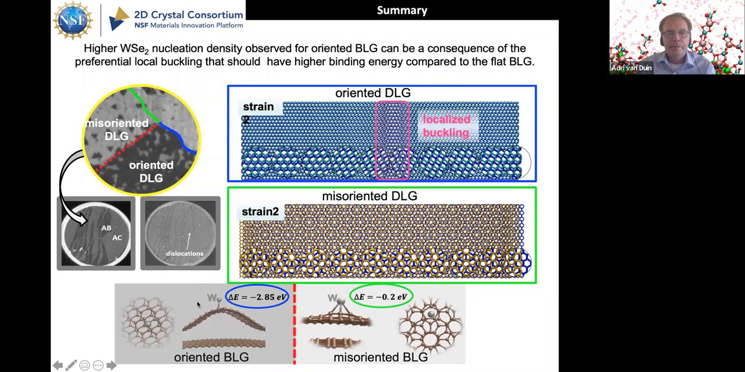And indeed, we tried this out somewhat naively: we just took a tungsten atom and placed it on the oriented case where we have this high local buckling, and on the misoriented case. On the oriented case, we saw that the tungsten atom binds with almost 3 eV. That's a pretty strong bond, more than enough to keep the tungsten there even at relatively high temperatures. Whilst in the misoriented case, there's almost no bonding, only minus 0.2 eV, which under the experimental conditions is not going to lead to any growth event afterwards.